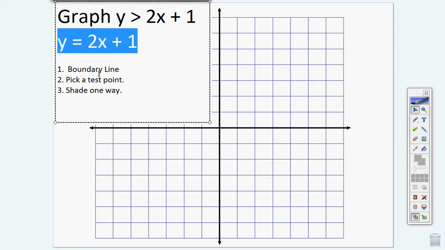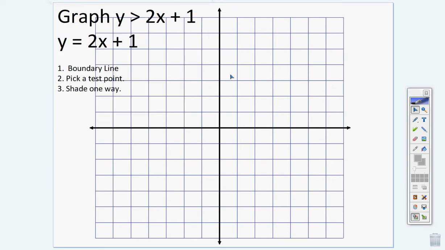So y equals 2x plus 1 is our boundary line. So we're going to graph this first, okay? And then we're going to shade. So it's really two things: graph a boundary line and then shade. So how do I graph y equals 2x plus 1?